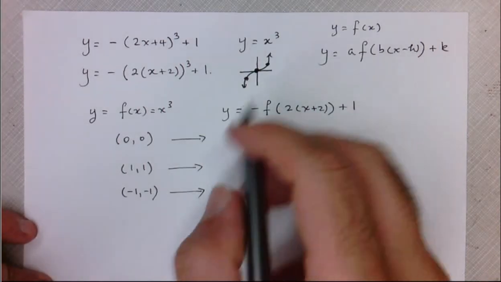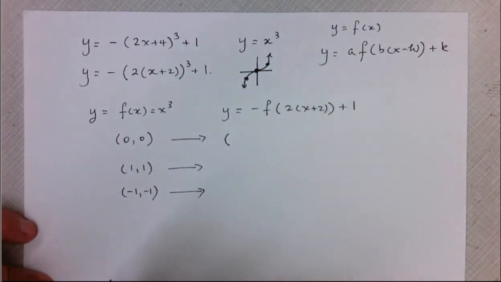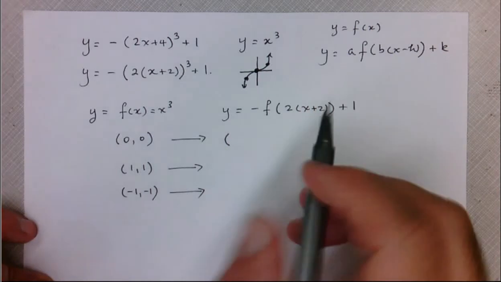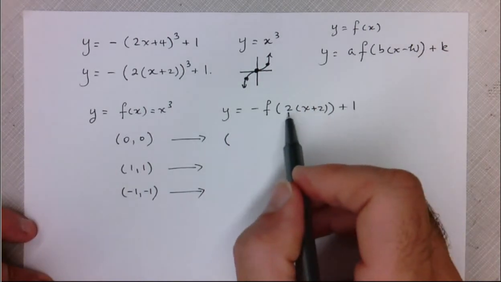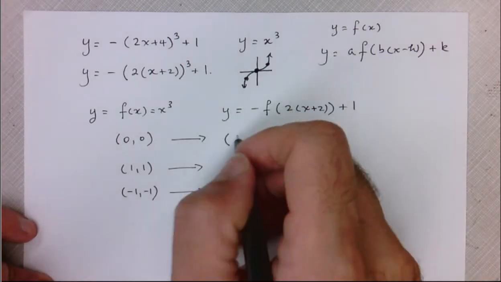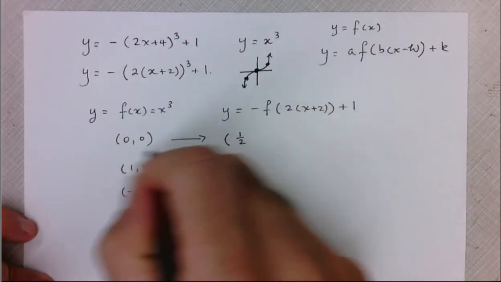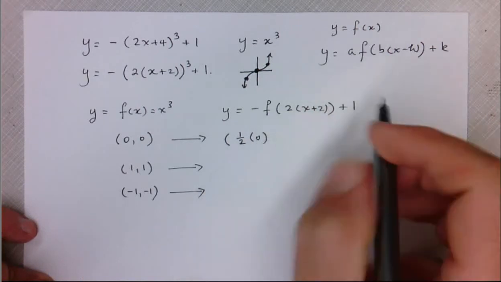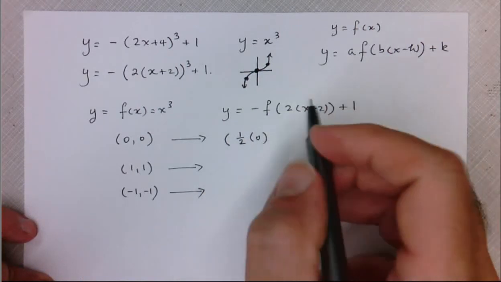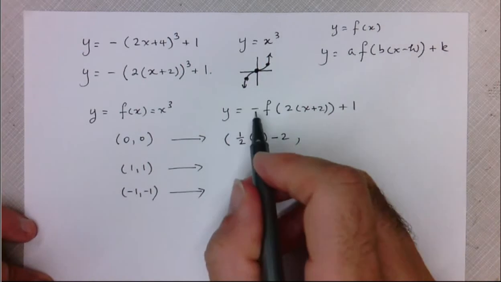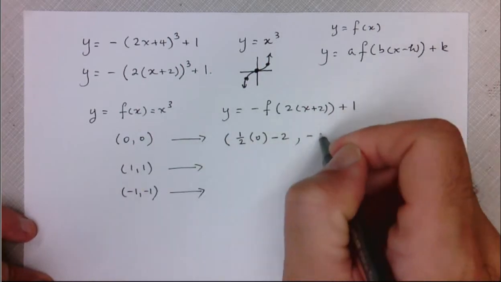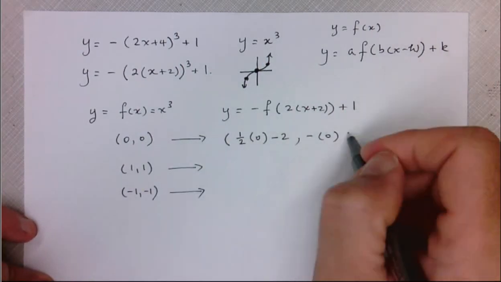Okay, so remember what we said. We have to do the multiplicative ones first. So let's see what happens to the x components. Remember, always the opposite for horizontal. So instead of multiplying my x components by 2, I divide them by 2. So I'm going to do 1/2 times my x component of 0. And then instead of adding 2, do the opposite, subtract 2. For the y values, I take the negative of my y value, and then I add 1.